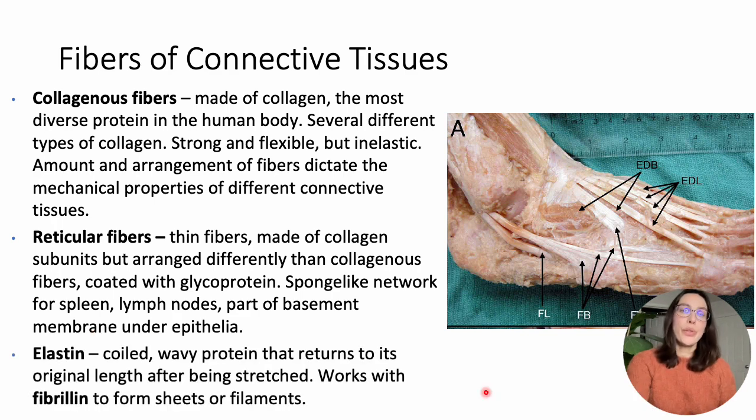And finally, the third type of fiber that is often found in connective tissue matrix is called elastin. And elastin is coiled and it looks wavy when you look under the microscope. And it can be stretched, and then after it's stretched, it can return to its original size without being damaged. So it's not just stretching, it's also recoiling, right? Bringing back to the original shape. And it works with a protein called fibrillin to form sheets or filaments depending on different tissues, okay?